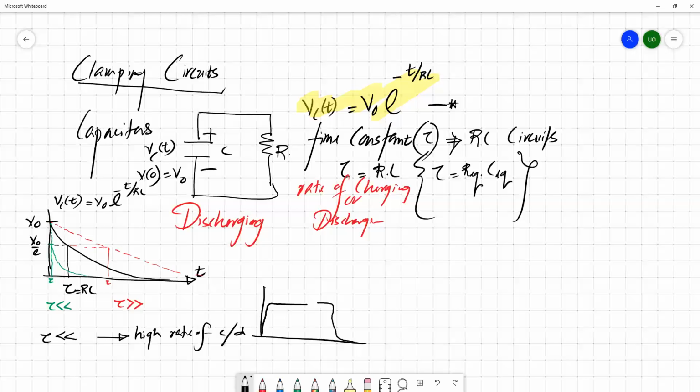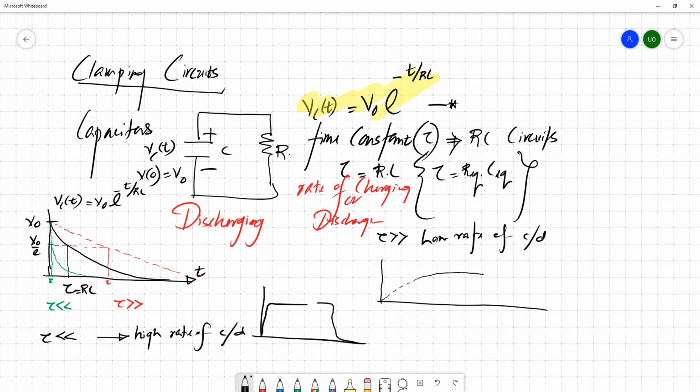If your time constant is large, then there is a low rate of charging or discharging. If you draw it, it's something like that. It takes a reasonably long time to charge to its maximum, and at the same time it needs more and more time to discharge.